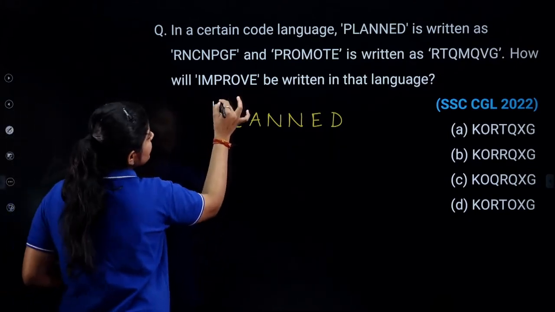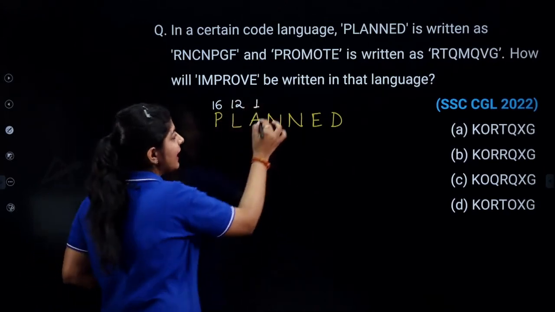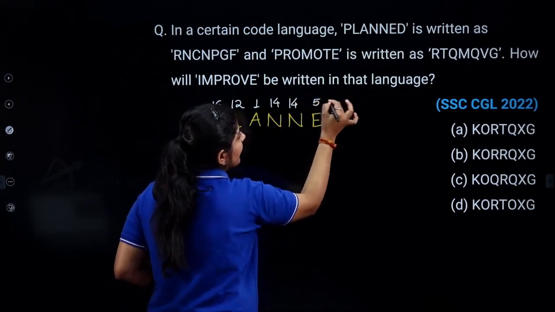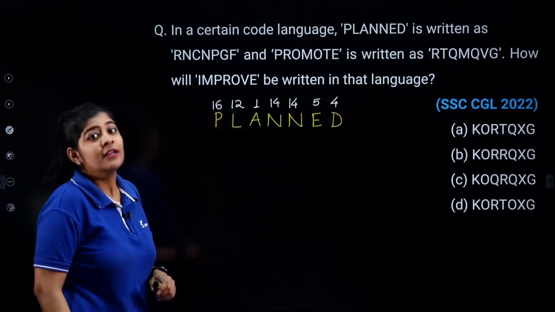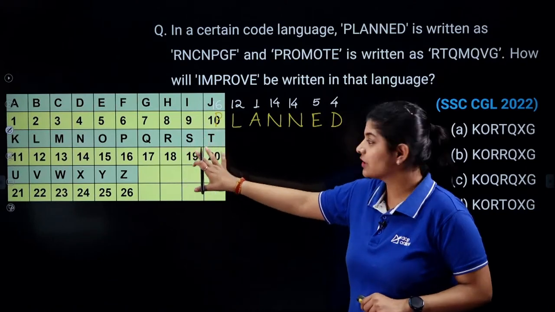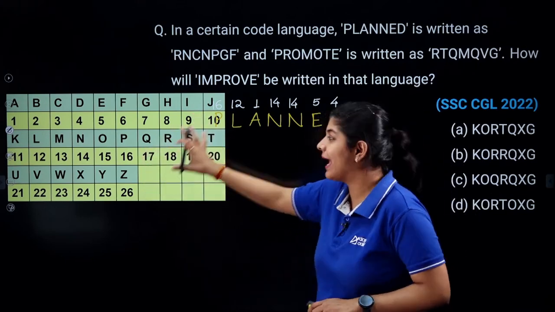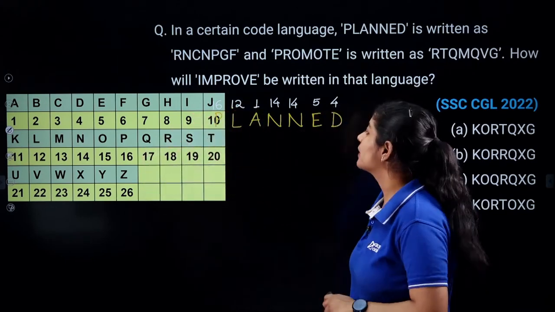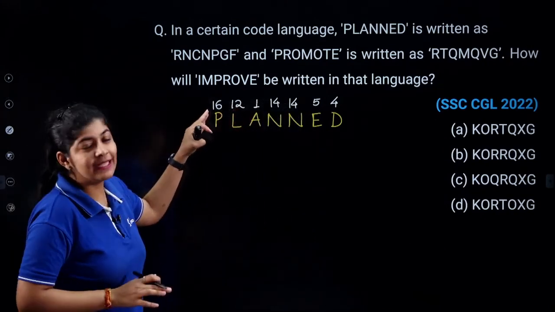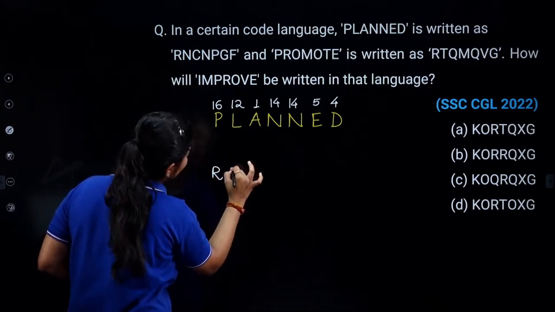P is associated with 16, L is associated with 12, A is associated with 1, N is associated with 14, E is 5 and D is 4. Just for your reference, you can see this particular table, and with the help of this one, I am writing over here. Right? Okay. So the question is saying that this plant is changed into this one. So again here I am writing this coded word.